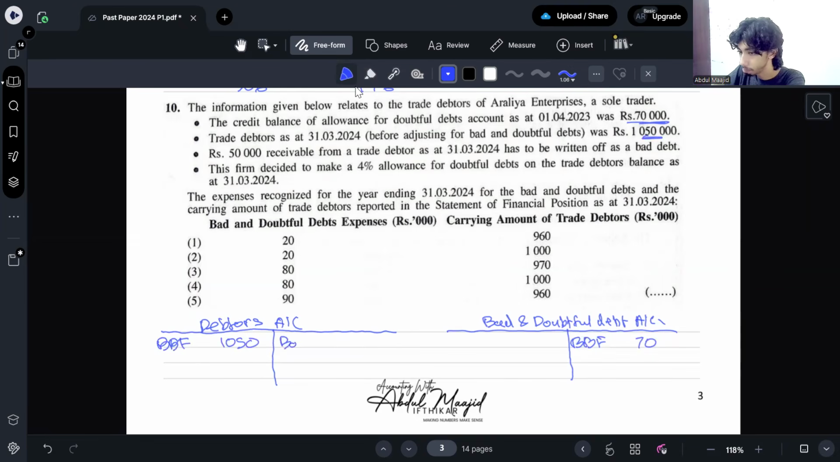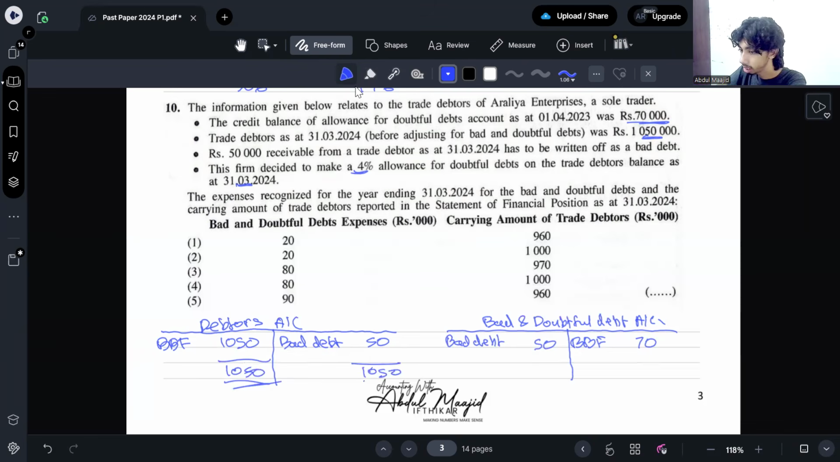Then you will say here bad debt 50. And here they are asking for the bad and doubtful debt expense, right? So you can combine the bad debt and doubtful debt account as one and prepare a bad and doubtful debt account. Then debtors account credit, you can debit it to the bad and doubtful debt. Bad debt 50. The firm decided to make a 4% allowance for doubtful debt on trade debtor balance as at 31st March 2024. Now, what will be the closing debtor balance?